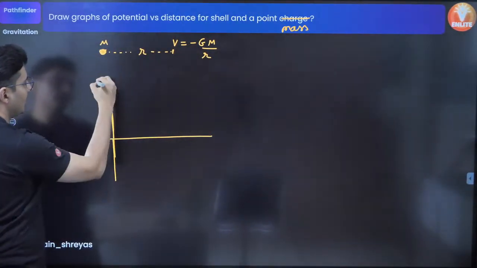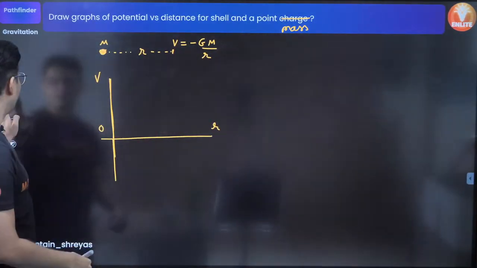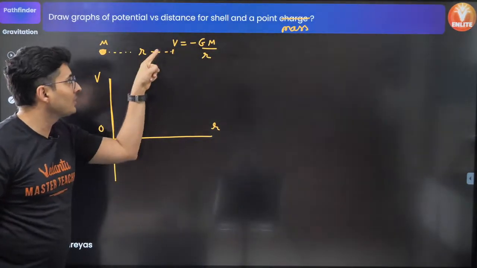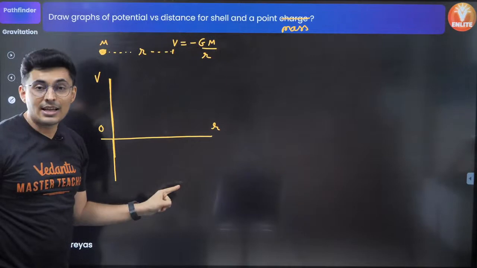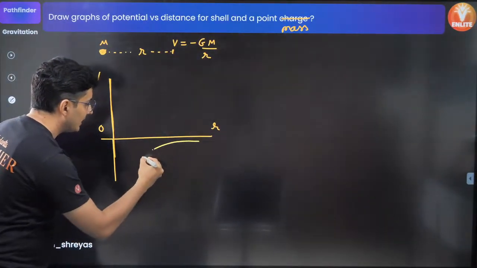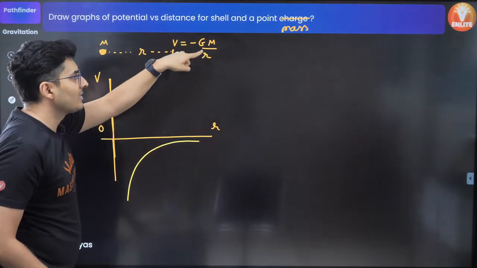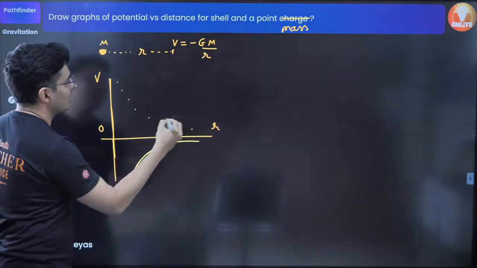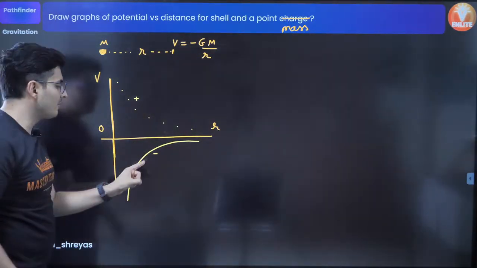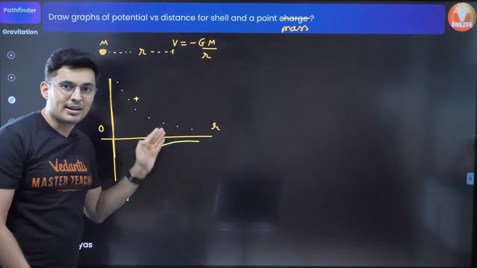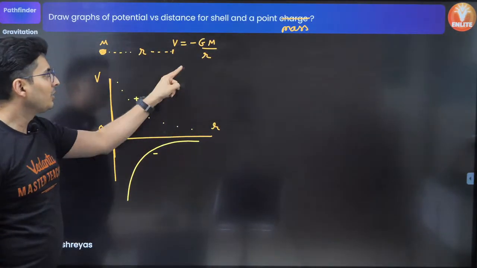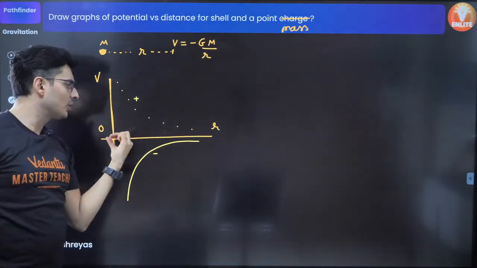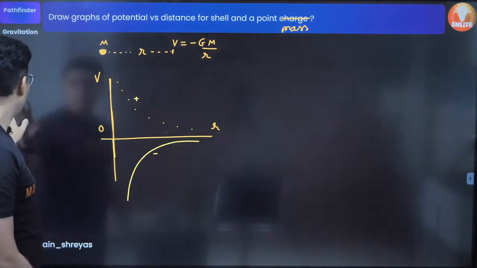This is the potential, this is the distance. First of all, realize the graph will be below this line because of the negative symbol. So it will look like this because it is inversely proportional to r. If this minus sign was not there, then the graph would have been in the first quadrant if the plus sign was there. But because it is minus, it will be exactly a mirror image below. So this will be the graph. You will see as r becomes very large, the ratio becomes very small, close enough to 0. That's how it is.